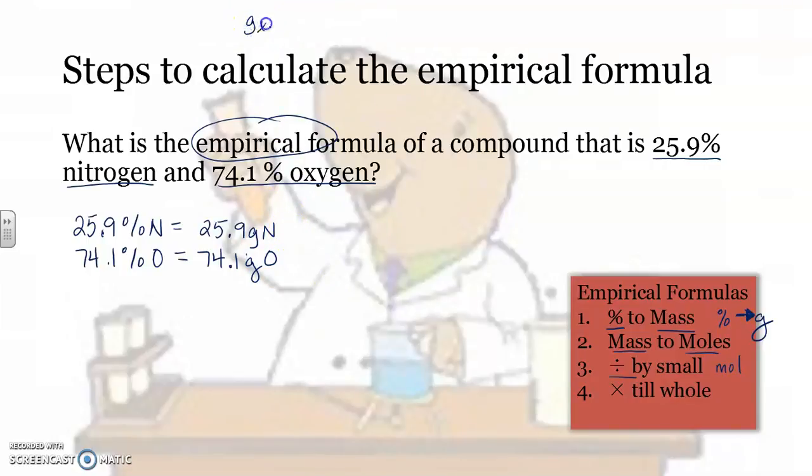Remember, we go from mass to moles by dividing by the formula mass, right? Divide by the formula mass. I'm going to write that to the side. Divide by the formula mass. So in this case, it happens to be the atomic mass. All right, so 1 mole of nitrogen is equal to 14.01 grams of nitrogen. And then 1 mole of oxygen is equal to 16.00 grams of oxygen.